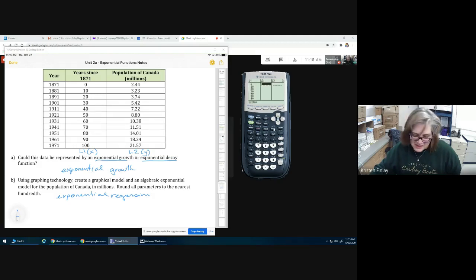Then let's go over to our Y values in list 2. Now this is population in millions. I'm just going to put it in like 2.44 as per, because I don't really want a graph that has millions in it. And I'll just be aware of that. I bet my answer will be in millions.